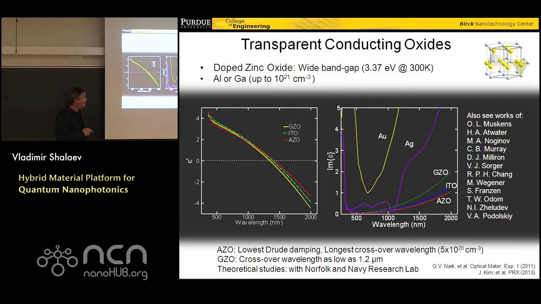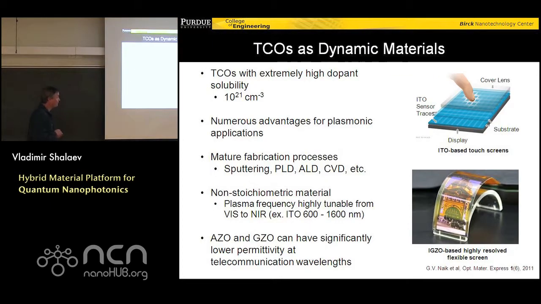But if you look at the imaginary part, look, this is gold at telecom, this is silver, and this is transparent conducting oxides. It's dramatically less. So these are all important advantages, and show that transparent conducting oxides, at least for telecom, could be the material of choice. And again, it's CMOS compatible. You can control it optically, switch it electrically. So that's really what you need for your material to be functional. And there are well-developed techniques for these transparent conducting oxides for other purposes, for electronics.